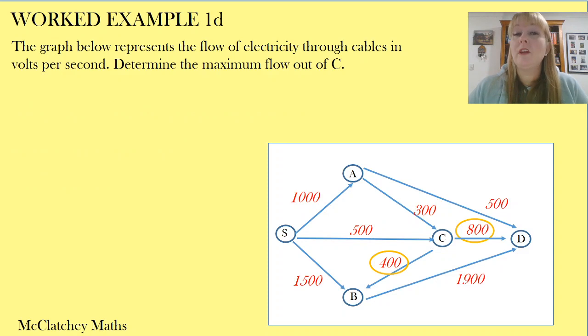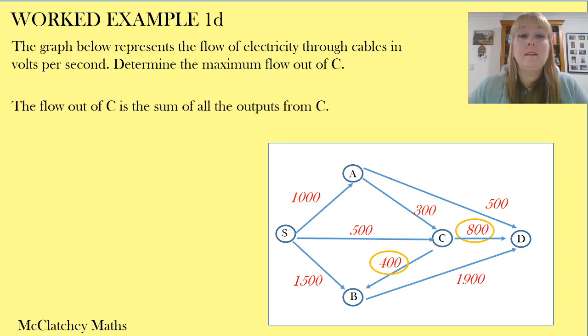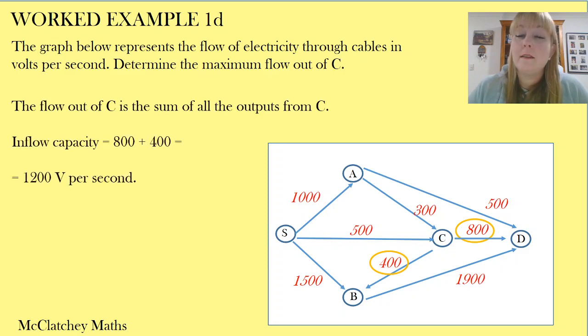The next one wants to look at the outflow, the maximum outflow from C. So coming out of C, I've got 800 going into D and I've got 400 going into B. So the sum of those two outputs is going to be 1,200 volts per second.